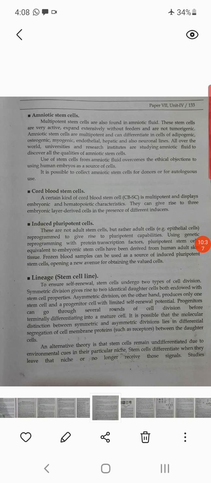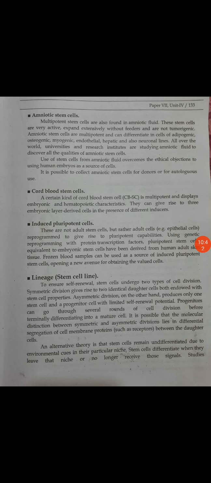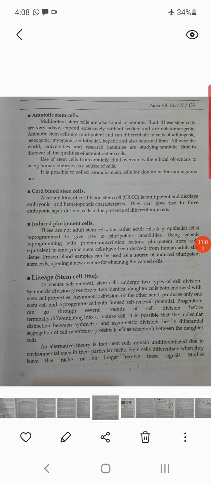Then cord blood stem cells. These cord blood stem cells are multipotent and display embryonic and hematopoietic characteristics. So they can give rise to embryonic layer derived cells in the presence of different inducers. Then induced pluripotent cells. These are not adult stem cells but rather adult cells reprogrammed to give rise to pluripotent capabilities using genetic reprogramming with protein transcription factors.